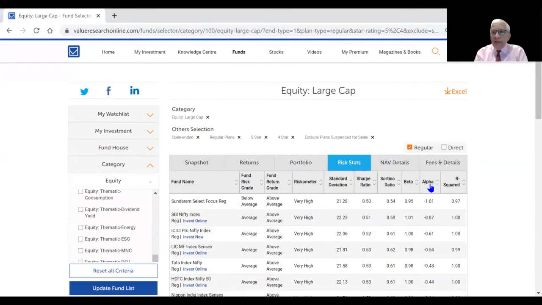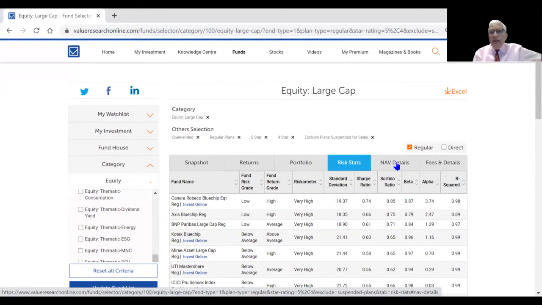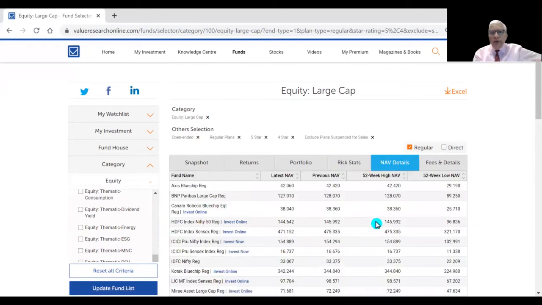Alpha, higher the better. For example, the highest alpha has been generated by a fund called Canara Robeco Blue Chip Fund. Okay, 3.74 over and above the market. Fine. And R squared, these are some of the risk categories associated with the fund. NAV details, if you are interested: what is the present NAV, what is the 52-week highest and lowest NAV.